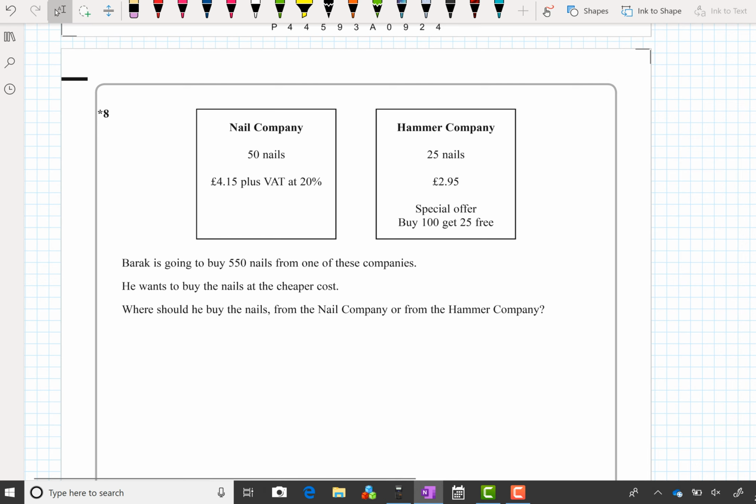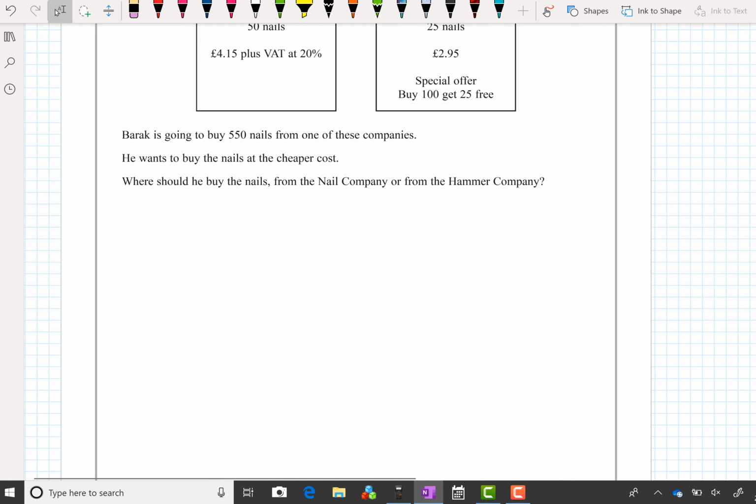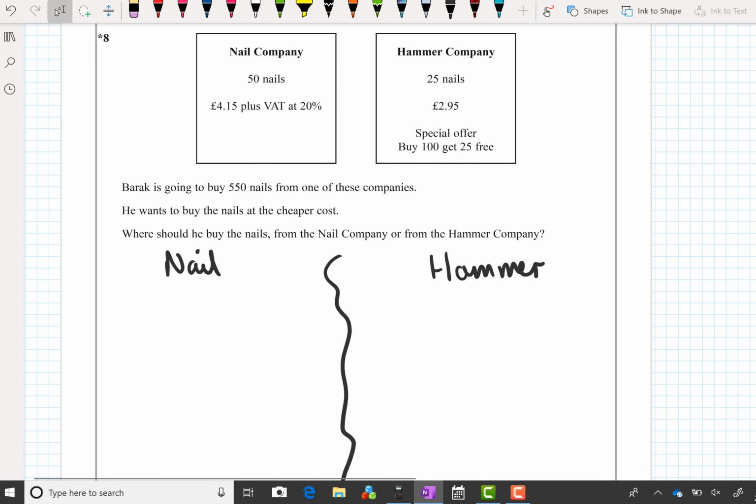550 nails. Right, so you've got the nail company, you've got the hammer company. So nail company, hammer company wants 550. First of all, this one here, 50 nails, is £4.15 per 50 nails, but you've also got to pay VAT, because it says plus VAT at 20%.